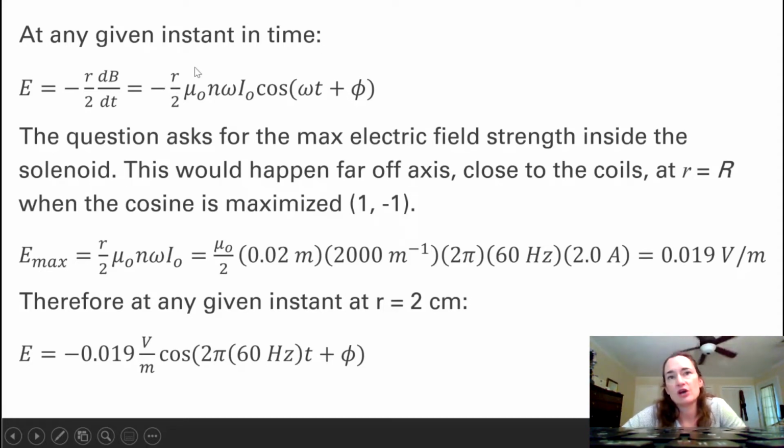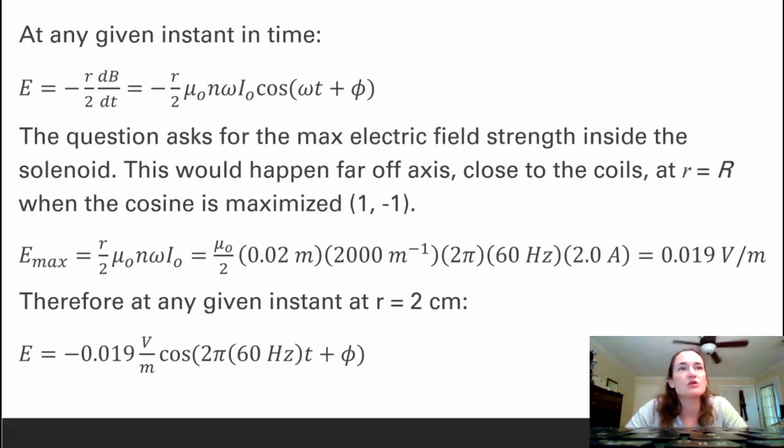So since we know that the magnetic field inside there is uniform all throughout, then I can just pick the value of R that would give me the max magnetic field, or the max electric field. And that would be right at the edge where my wires are. So still inside the solenoid, but just barely. And then we would set R equal to 2 centimeters.